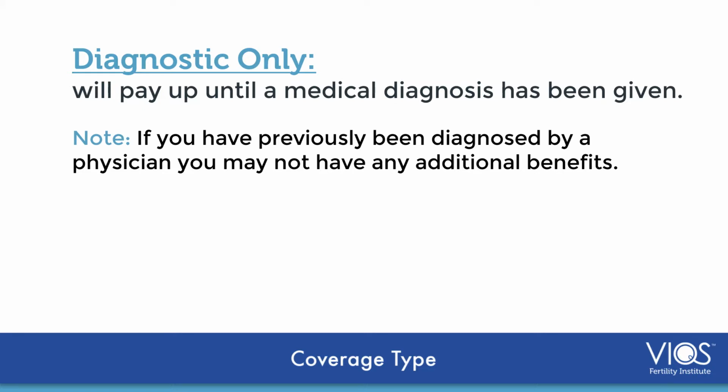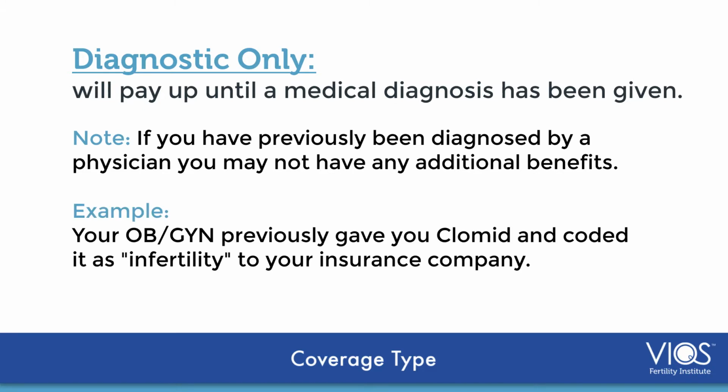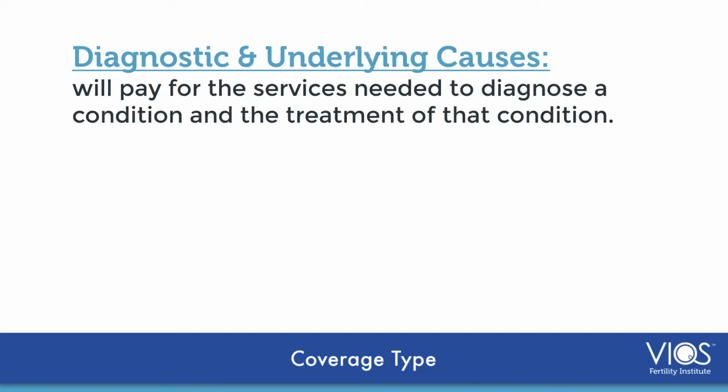Once you've been diagnosed by a physician, such as you go to your OBGYN and they give you Clomid to help you ovulate or to stimulate ovulation, but then they coded that as infertility. According to your insurance, you've already been diagnosed as infertile and they will no longer pay for any additional testing for diagnostic. Diagnostic and underlying cause.